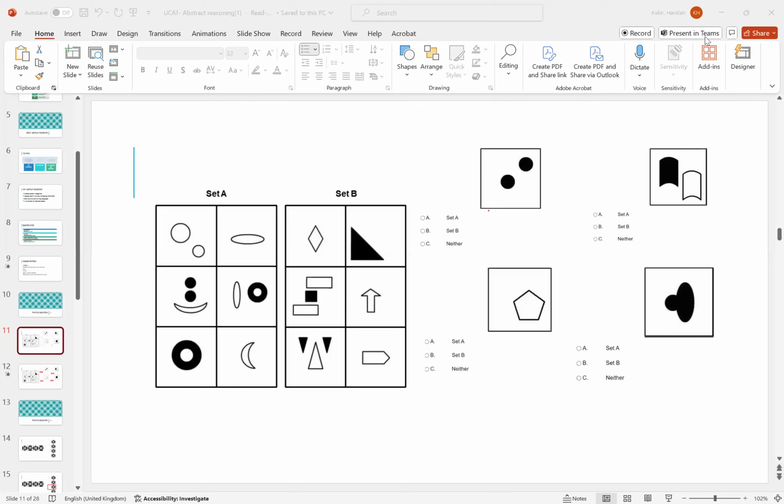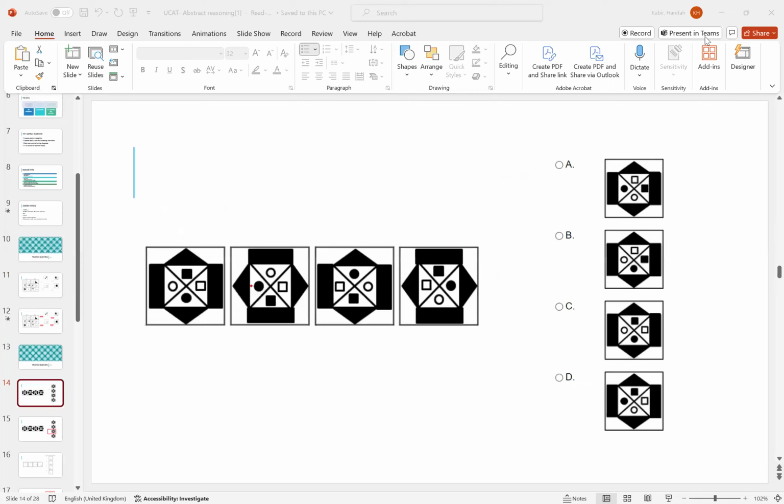Right, now let's have a go at some type two questions. So for this one, I won't give you 15 seconds. I think that's a bit harsh, especially because your exams are weeks away. But have a go at this one.